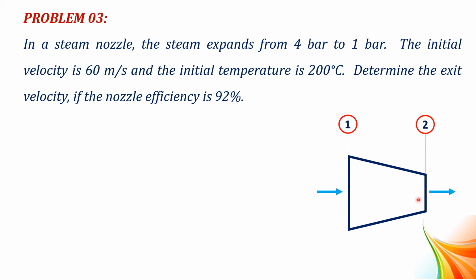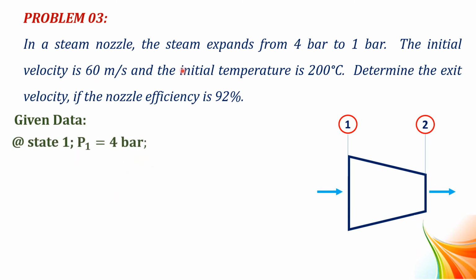Consider a convergent nozzle. 1 is the inlet, 2 is the outlet. Steam enters at 1 and leaves at 2. The area of the convergent nozzle decreases from inlet to exit. Now we have to write the given data.